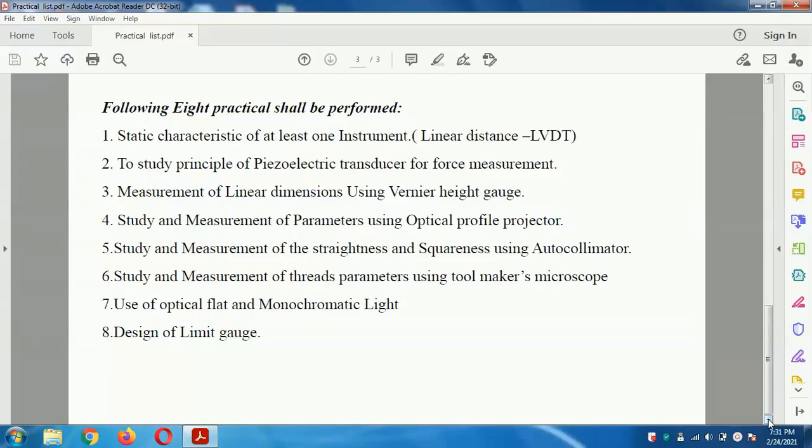So this is all about the practical, and from the next class we are doing the practicals one by one.